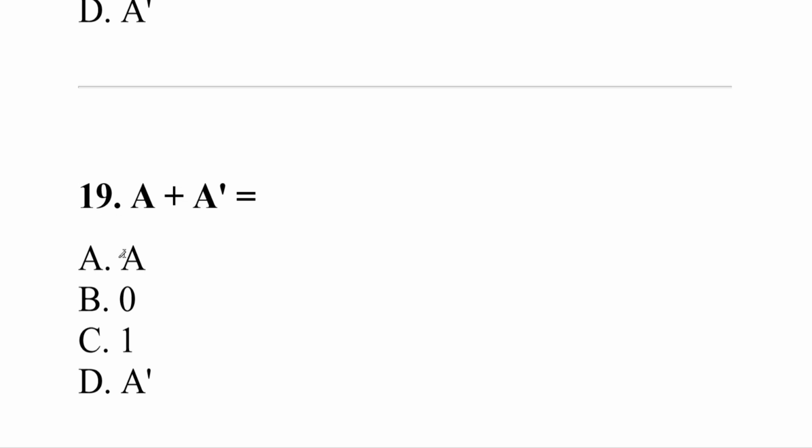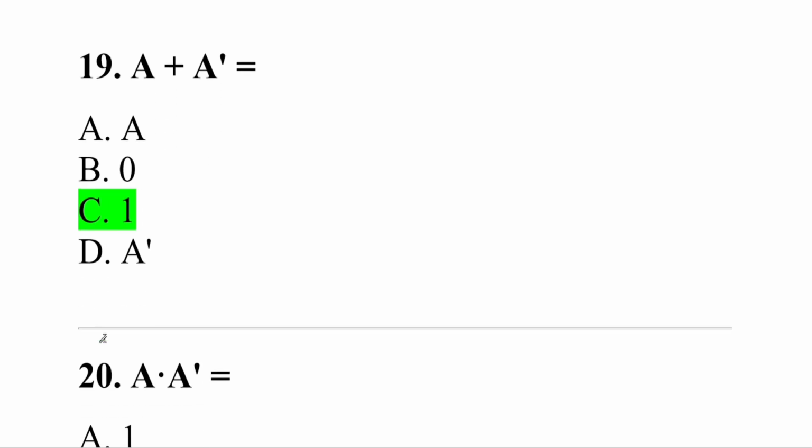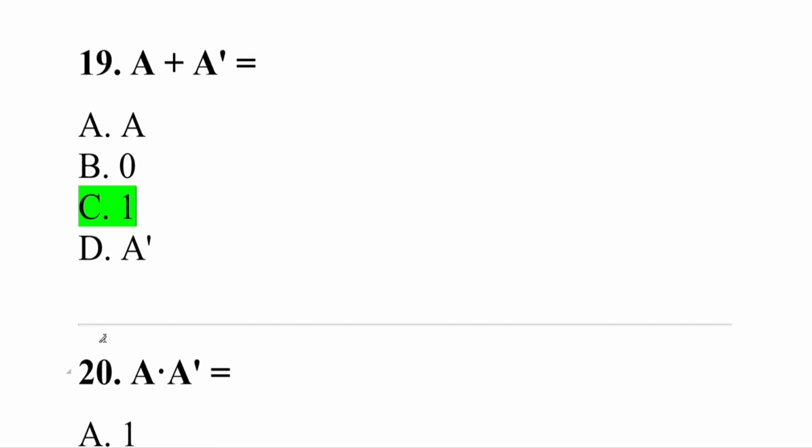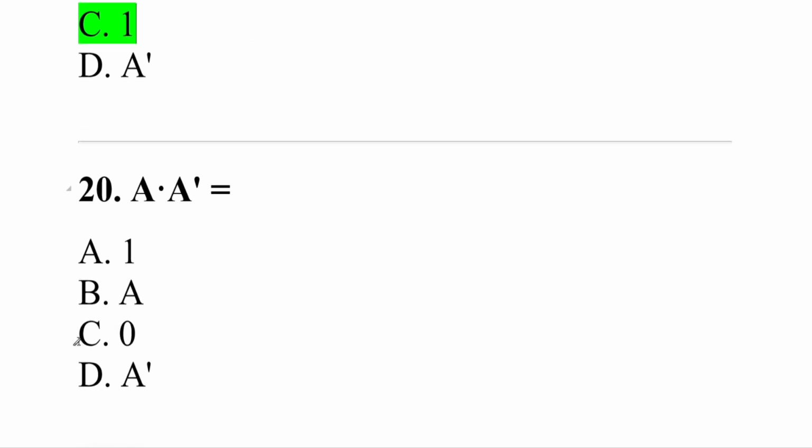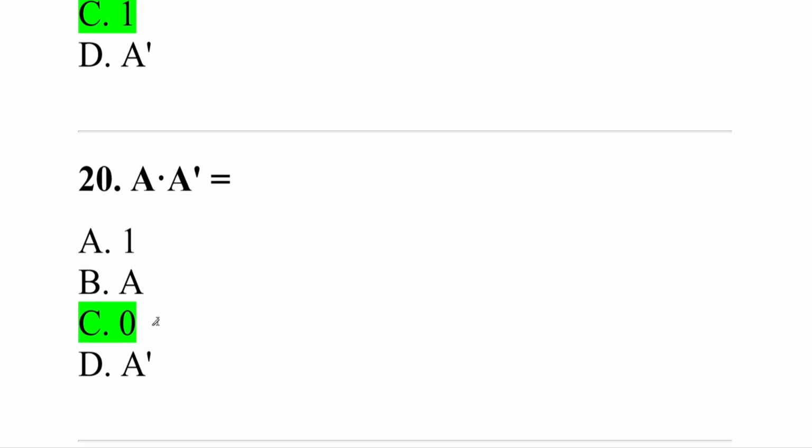Question number 19. A plus A inverse equals to? Option A, B 0, C 1 and D A inverse, and the correct answer is option number C, that is 1. Question number 20. A into A inverse equals to? Option A 1, B A, C 0, D A inverse, and the correct answer is option number C, that is 0.